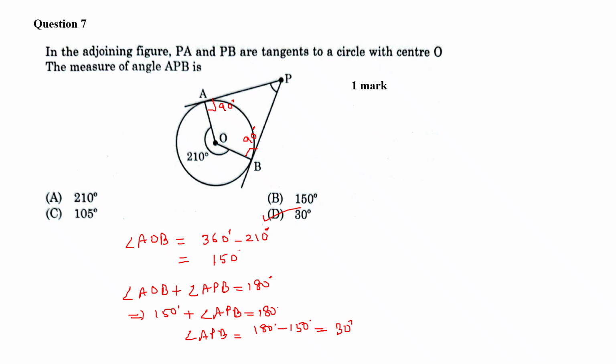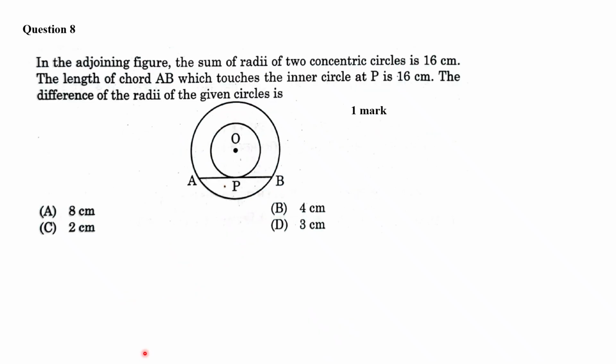Now moving to question number 8. In the adjoining figure, the sum of the radii of two concentric circle is 16 centimeter. Okay, sum of their radius is given. So first of all, let me do one construction. I will join O to P and I will join O to A. Let the radius be R1 and R2. Smaller circle radius R1, bigger circle radius R2. And center is same, O for both. It means these two circles are concentric circle, isn't it? That's what it is given. And the length of the chord AB, which touches the inner circle at P, is 16 centimeter.